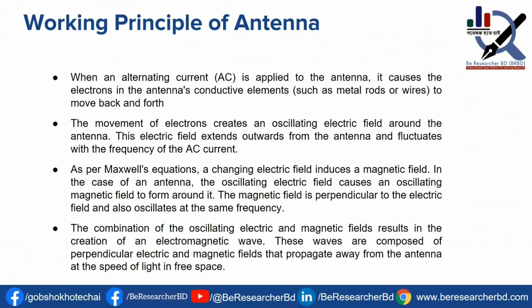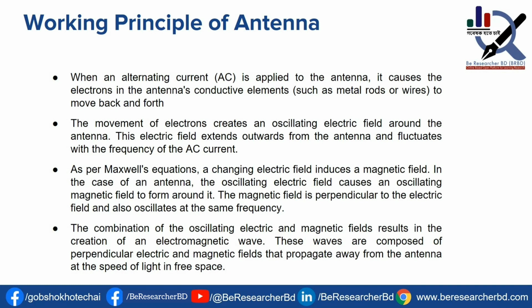Now we will talk about the working principle of an antenna. The fundamental concepts from previous slides give a clear realization of antenna working principle. Let's recall the process. When an alternating current is applied to the antenna, it causes the electrons in the antenna's conductive elements to move back and forth. The movement of electrons creates an oscillating electric field around the antenna. This electric field extends outwards from the antenna and fluctuates with the frequency of the AC current.